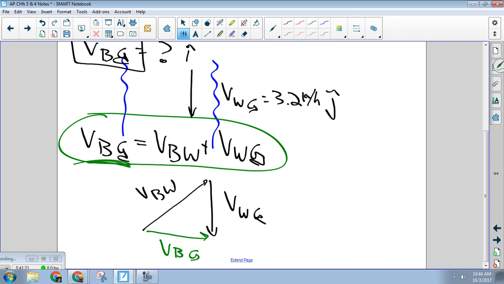So, now all we got to do is plug in the numbers. Velocity of the water relative to the ground was 3.2. Velocity of the boat relative to the water was 6.4. I know this is a right angle. So now you can do some trig and find this angle. And it turns out to be 30.